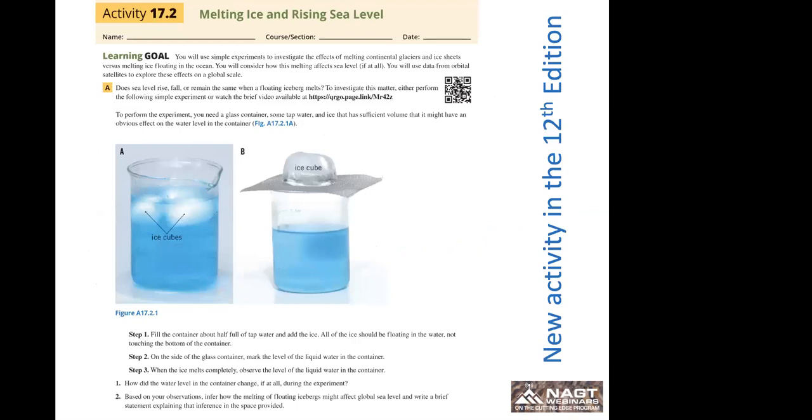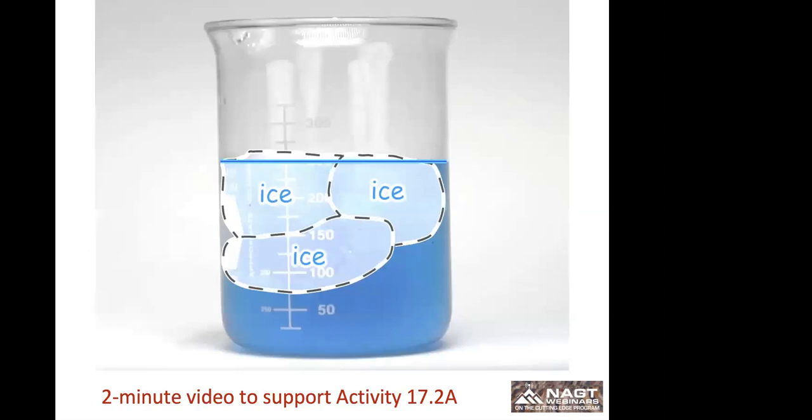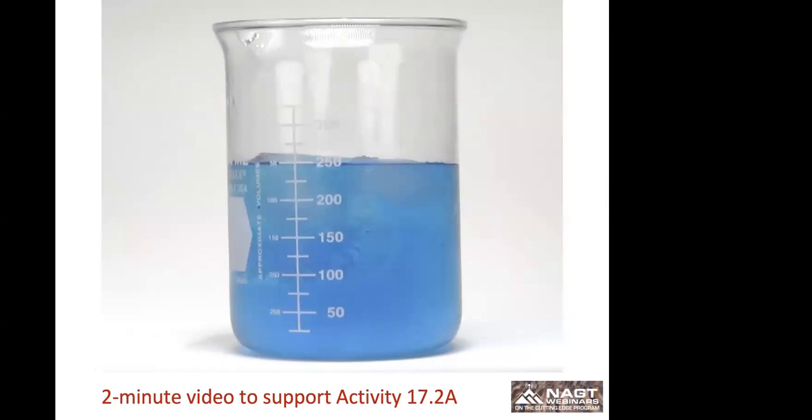The next activity relates to how melting ice might affect global sea level. Two simple experiments are done to address the matter. First, does the melting of ice that's floating in water cause the water level to change? We have a 2-minute video showing ice floating in a beaker of colored water, and we observe what happens, sped up 50 times normal, as the ice melts.